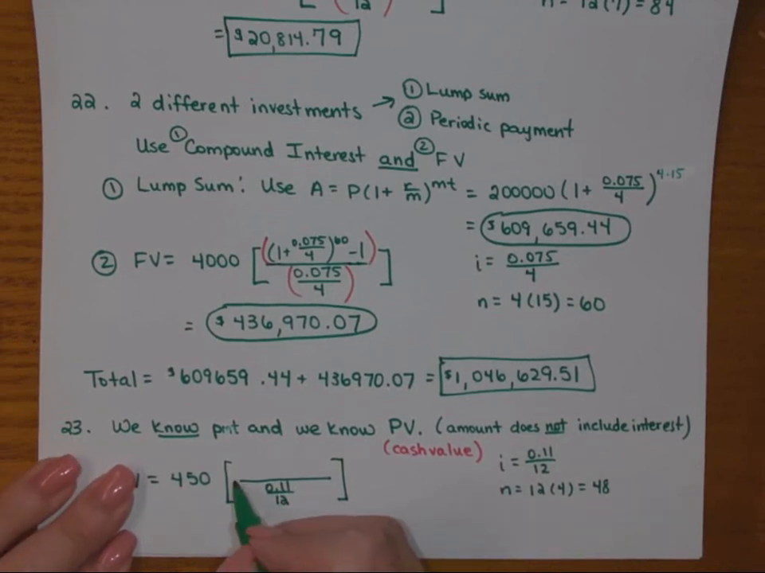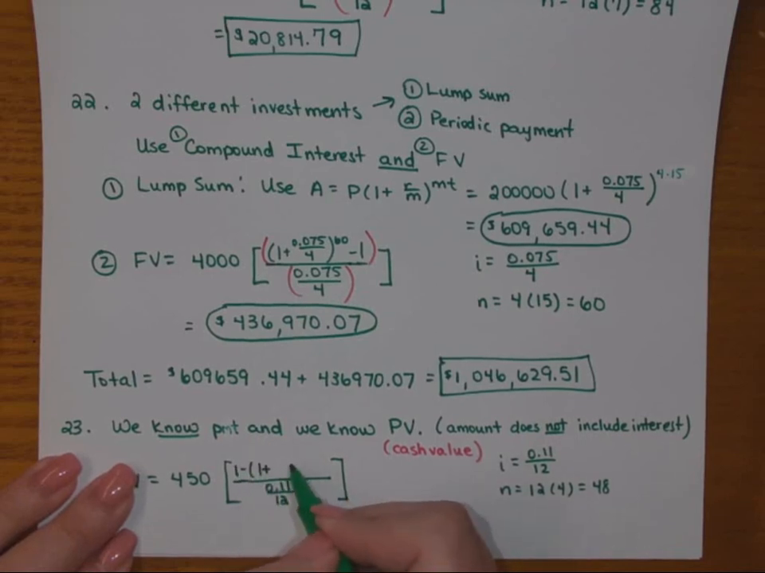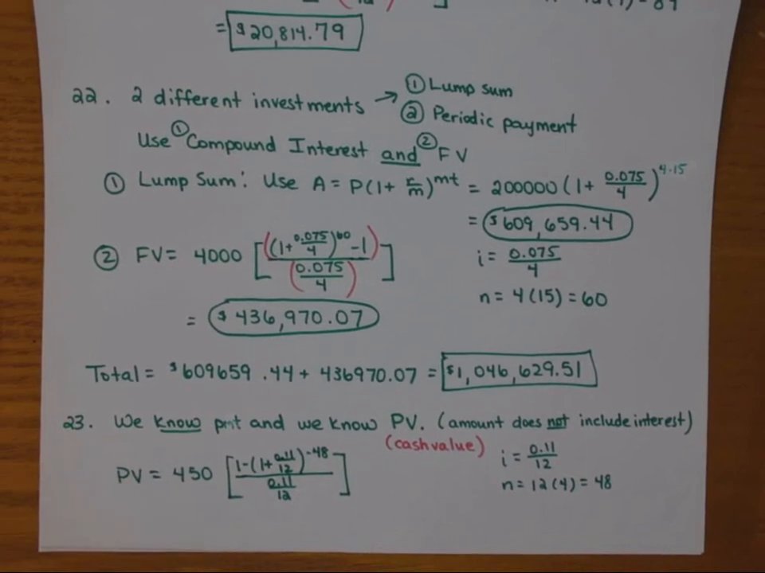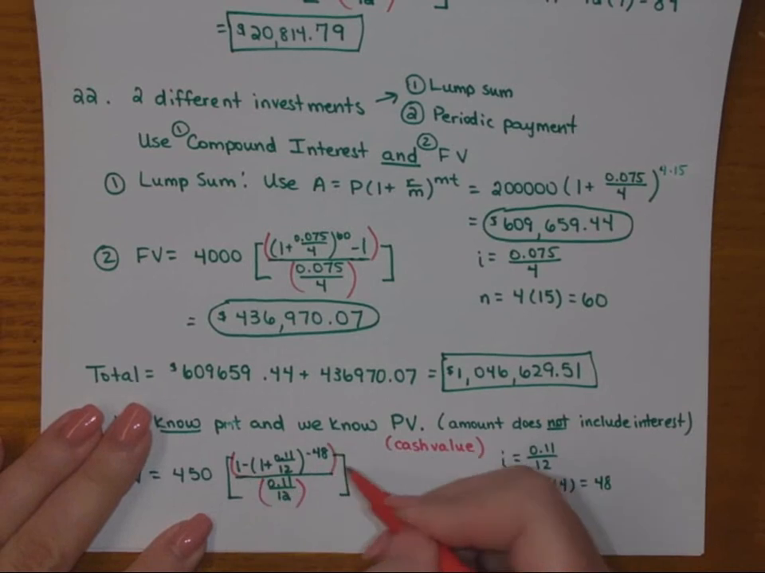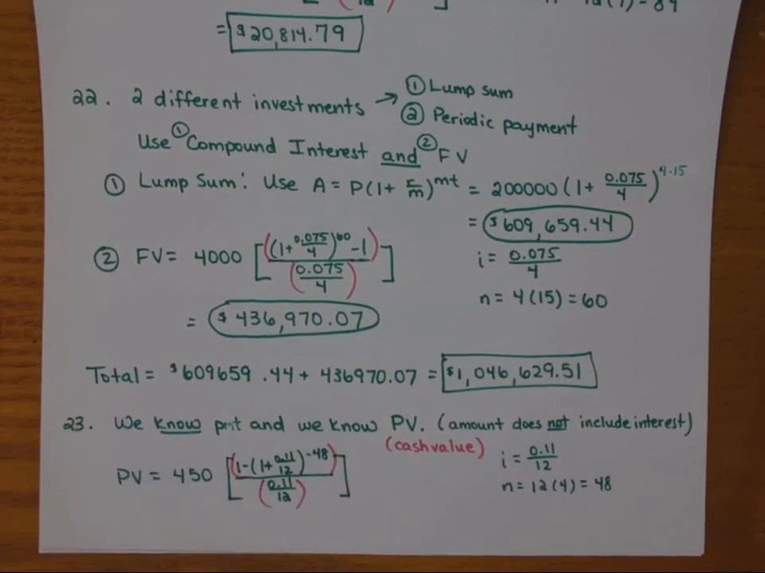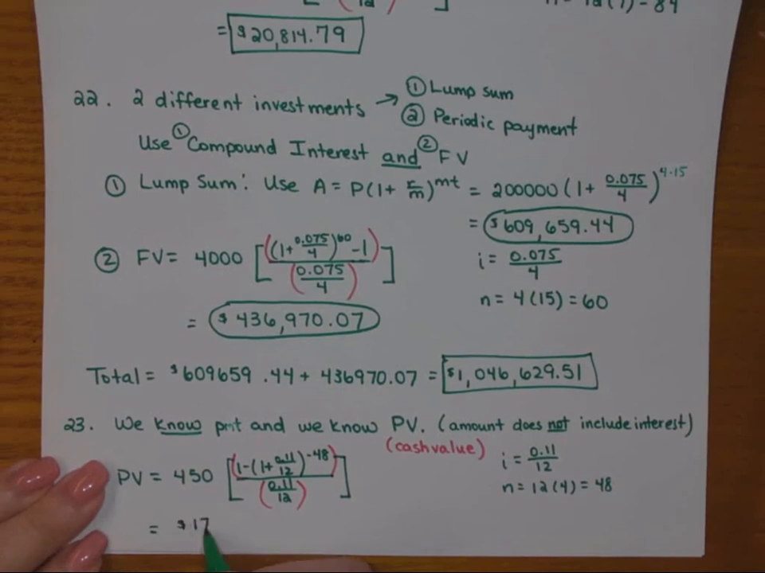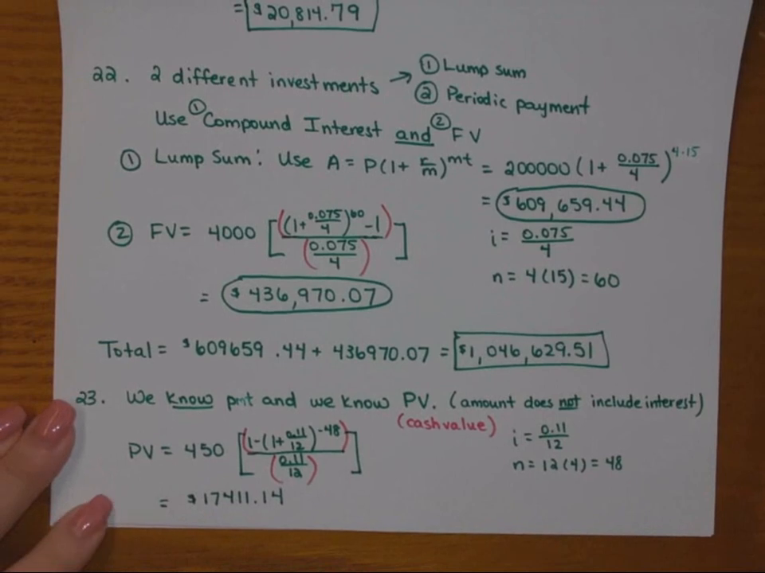But on the top, it's a little bit shifted around. It's 1 minus 1 plus the same fraction. And then remember, the biggest difference here is we do a negative exponent. So it's not to the 48 power, it's to the negative 48. And then as usual, we need to insert our parentheses. So you're going to punch that in your calculator. So you get $17,411.14.